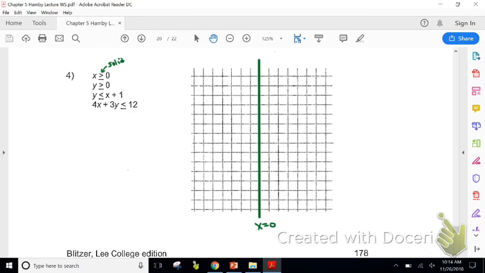They're all solid. Alright, so there's my x equals 0 line. And it said it's greater than or equal to 0. So which side am I going to shade? To the left or to the right? The right. To the right. And of course you can pick a point that's on this side if you wanted to, and you would just plug the x value in.